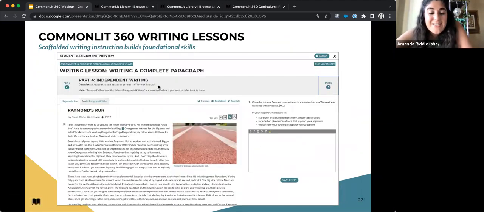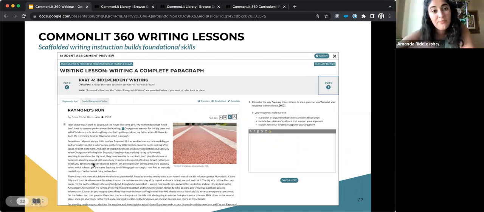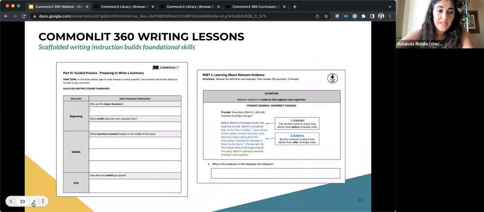And then here is the end of that writing lesson where they're able to toggle between the lesson, Raymond's Run, an amazing story that they had just read prior to this lesson, if you're following a unit, and being able to go back to the text and refer back through their targeted practice. But if you're more of a pen to paper kind of person with writing lessons, we have all of that in our PDF downloads as well.